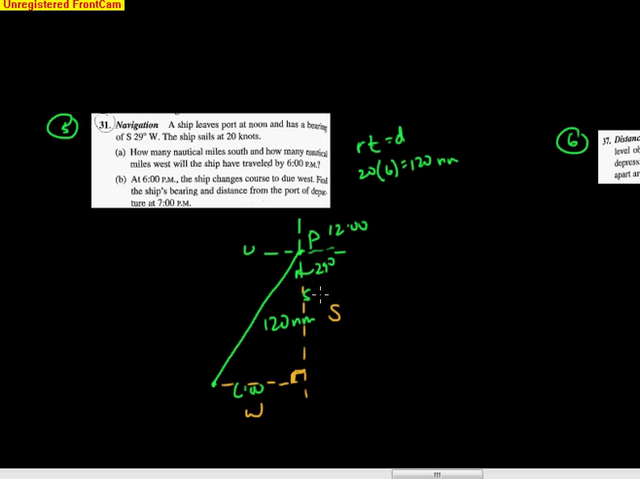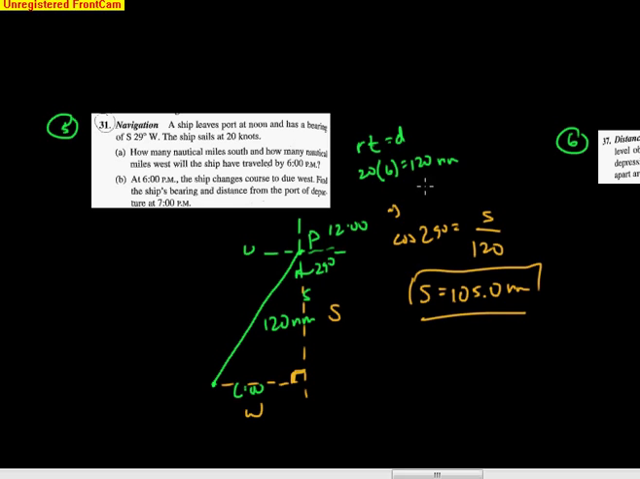So to find, let's go south, I'm going to use cosine. Cosine of 29 degrees equals my adjacent, my distance south, over 120. And when I multiply both sides by 120, make sure you're in degree mode, 120 cosine of 29 is 105.0, and that's nautical miles. So this is part A, nautical miles south. And then to find the distance west, I'm going to use sine because it's the opposite. Sine of 29 degrees equals the opposite W over the hypotenuse of 120. And when I multiply 120 by sine of 29 degrees, 58.2.